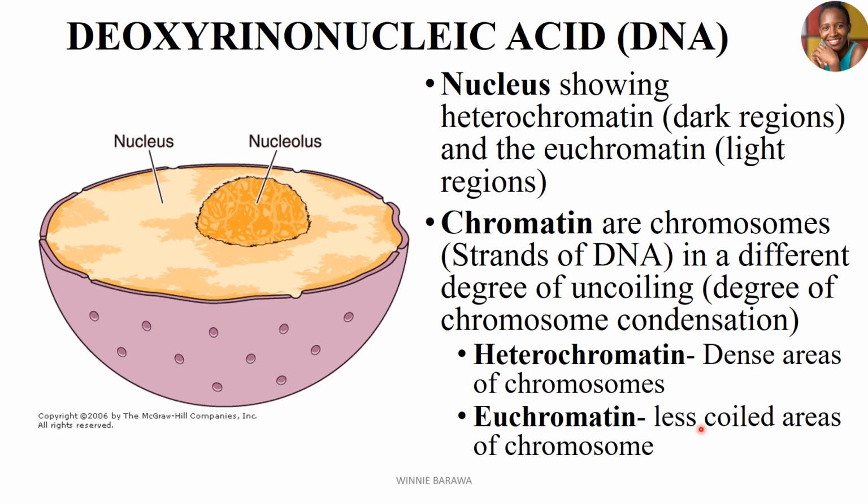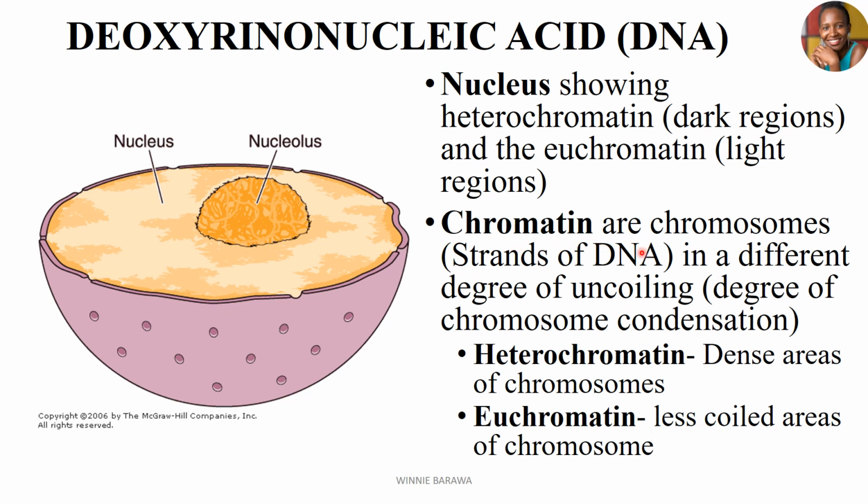So the euchromatin areas are light areas that indicate to us that there's some cell division happening, and so our chromosomes are unwinding, or they are opening up to expose the DNA for the division purpose. But the dark areas, that is the heterochromatins, these are areas where the chromosomes are still condensed, and so they are not dividing, or rather they are still in their storage state.